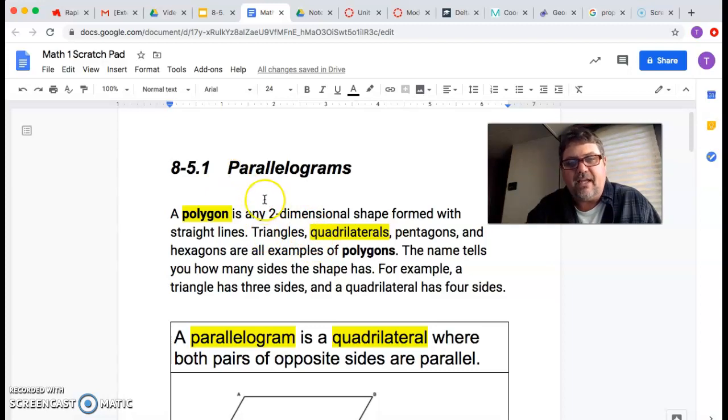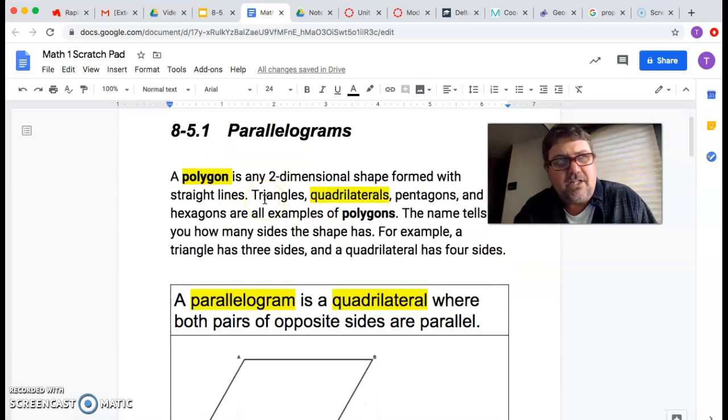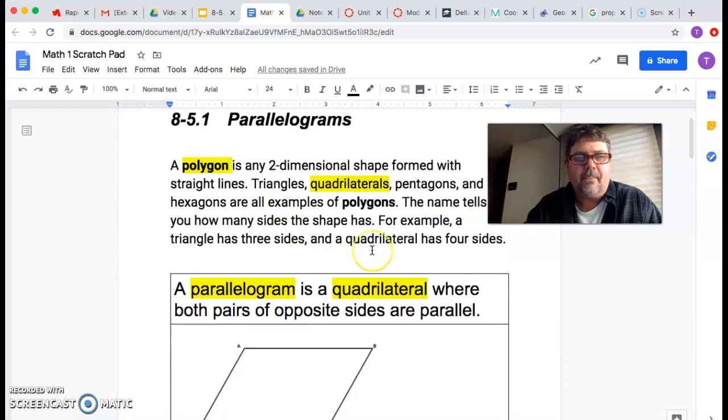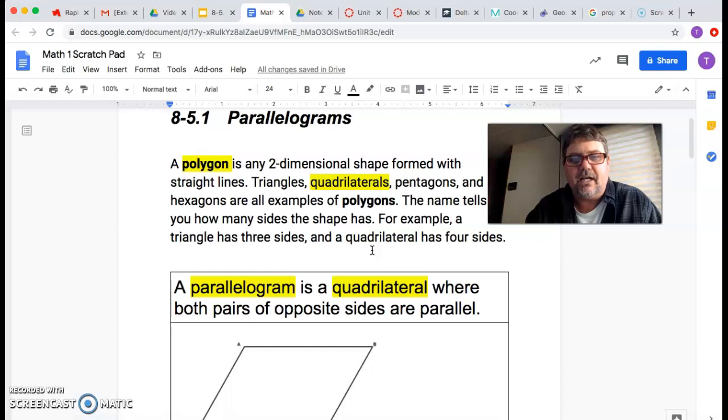The parallelogram, I think everybody really knows what they are, but when you start doing geometry, suddenly it's kind of different than algebra. It's like everything has to be proved. And just saying something looks like one is not nearly enough. So we do have to get a little technical here and start to define things formally. So a polygon is any two-dimensional shaped form with straight lines. And so in other words, a circle is not a polygon, right? It's a two-dimensional shape, but it's not formed with straight lines. So triangles, quadrilaterals, pentagons, and hexagons are all examples of polygons.